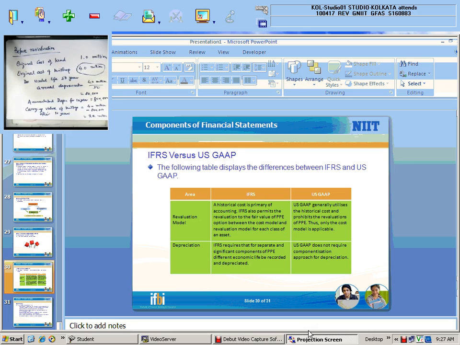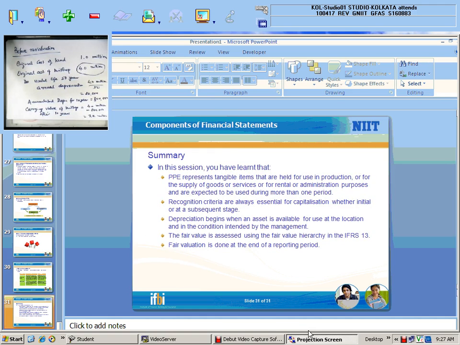Secondly, regarding depreciation, IFRS requires that for separate and significant components of PPE, different economic lives be recorded and accordingly depreciation be made. PPE can have different components like building, plant and machinery. For each separate and significant component of PPE, a different economic life should be recorded and depreciation will be done. But US GAAP doesn't require the componentization approach for depreciation. So these are the two points of difference between IFRS and US GAAP so far as accounting for property, plant and equipment is concerned.